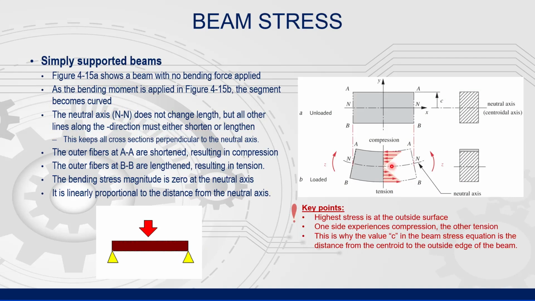This stress distribution is the reason that the formula for bending stress is M times C over I. Remember, variable C is the distance from the neutral axis, which also coincides in most cases with the centroid of the 2D cross-section, to either outside surface. The stress is maximum at this point on the beam.